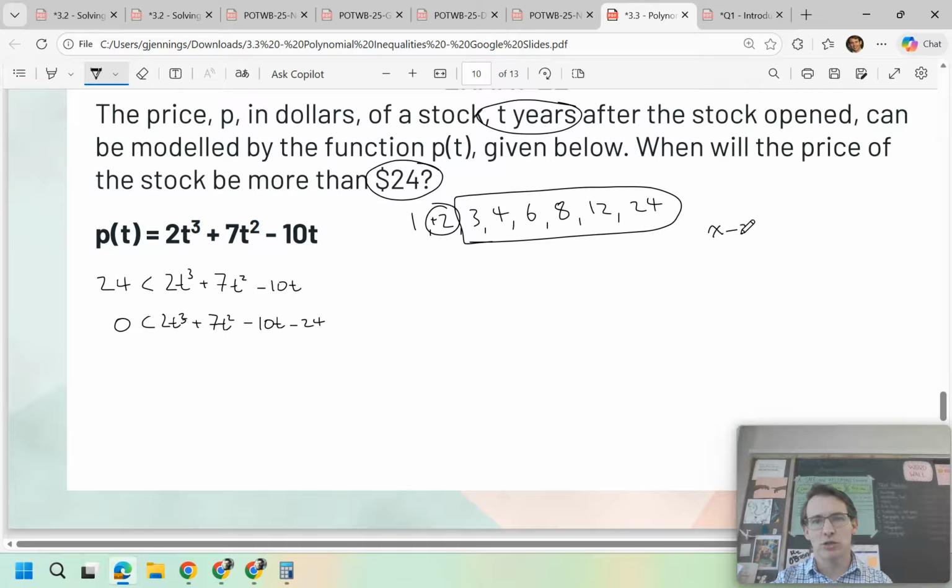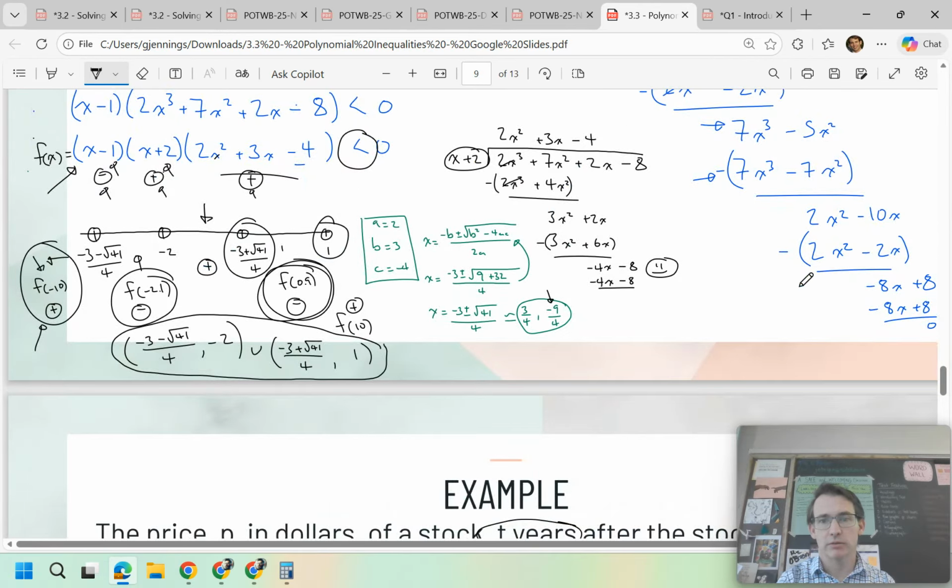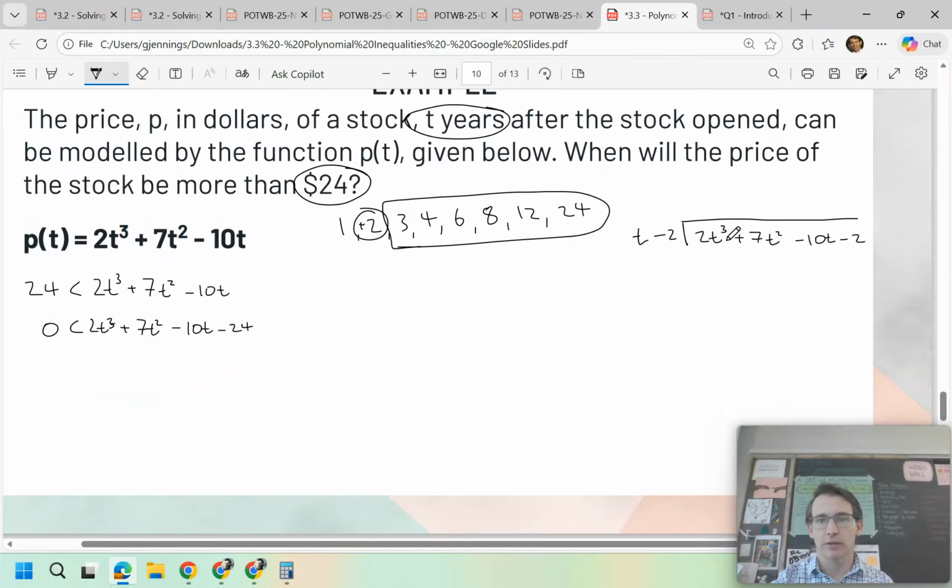X minus 2, because I remember to flip signs. Dividing into 2t. Why did you write x and not t? Well, it's easy to answer that question because all of the examples have been x's so far. Plus 7t squared, that's fun, sounds like 70. Minus 10t, minus 24. Oh, what? Yeah, don't click over there while you're working. Highly jarring.